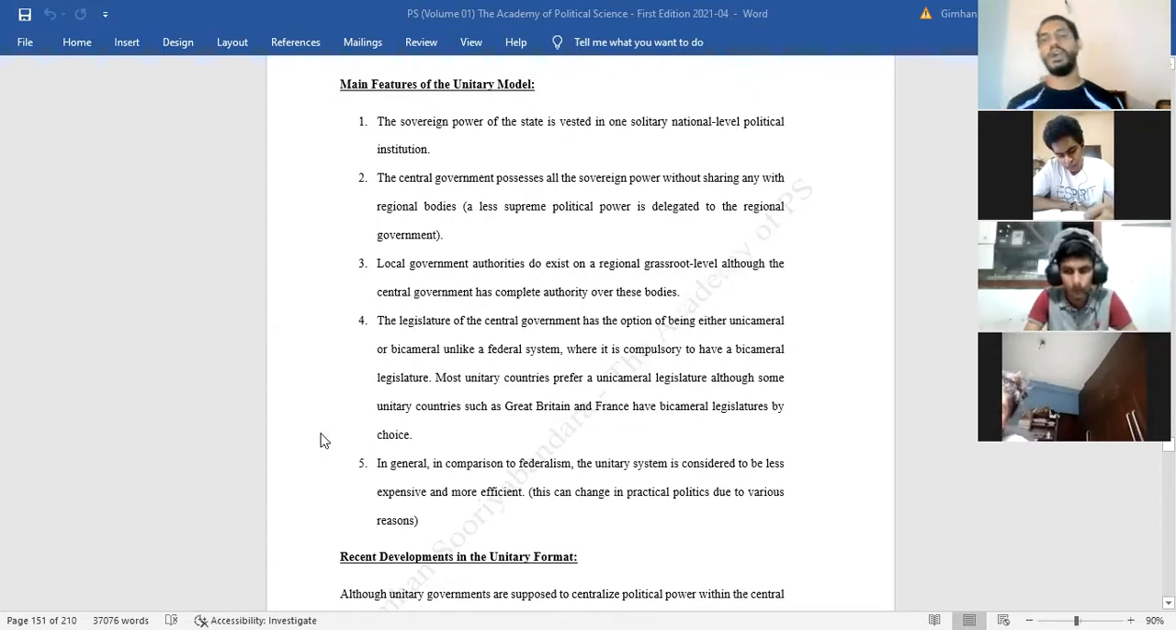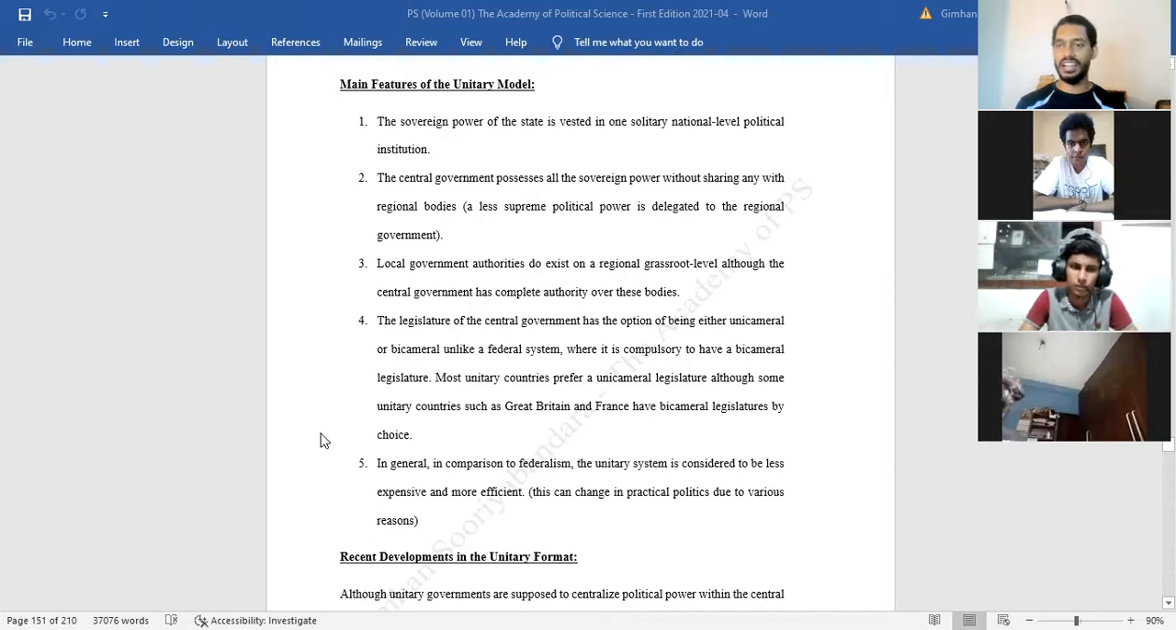Because if you only have one central government, it's efficient. You don't have other governments getting into conflicts, and it's less expensive also. You don't have to sustain a lot of governments, because you basically have one central government to sustain and the other regional governments are too small, they won't cost you a lot. But this can change in practical politics, as the note suggests.